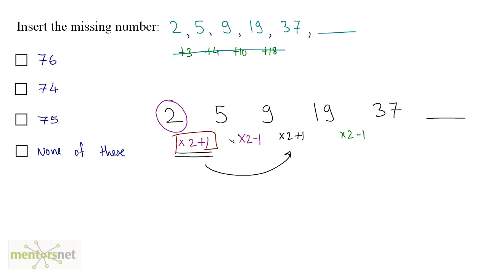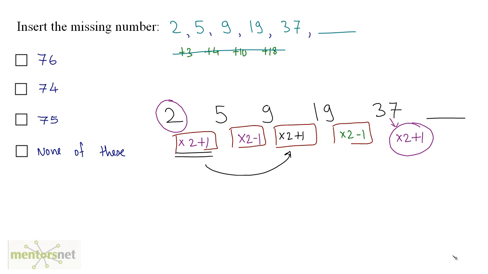So this is times 2 plus 1, then we have times 2 minus 1, then we have times 2 plus 1, then we have times 2 minus 1. So next we should have times 2 plus 1, right? So 37 times 2 plus 1 will give you, well, 37 times 2 is 74, plus 1 will give you 75. And that's the missing number. So option C is the correct answer.